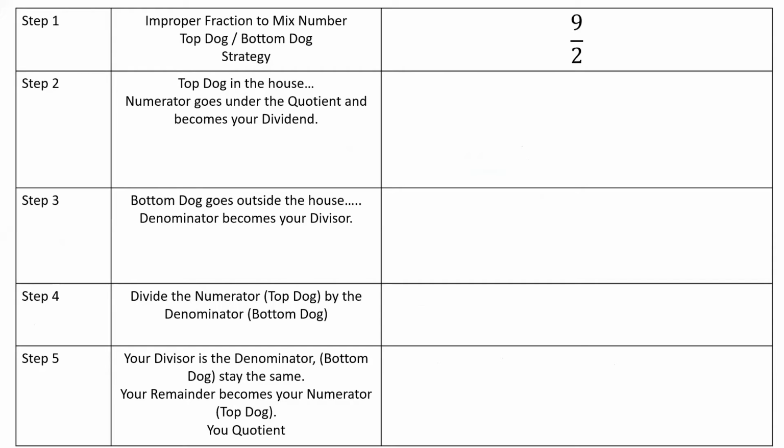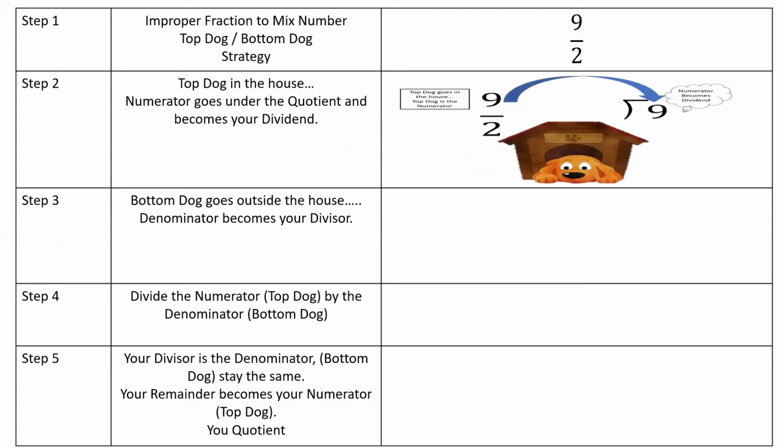Improper fractions to mixed numbers. Y'all, we're gonna be using the top dog, bottom dog strategy. Now, the top dog goes in the house and the numerator goes under the quotient and becomes your dividend. Now, our bottom dog goes outside the house and the denominator becomes the divisor.